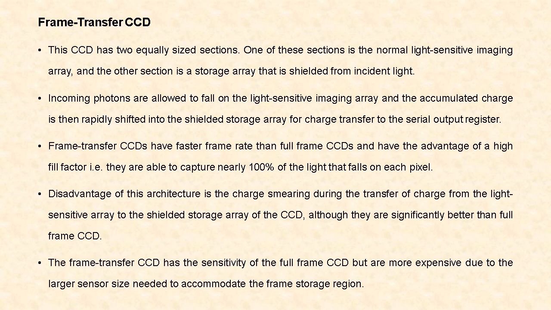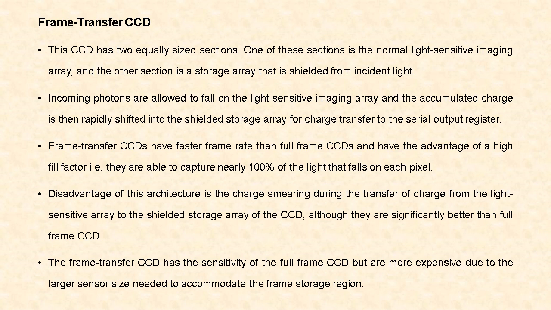Next is frame transfer CCD. In this architecture, the CCD is divided into two equally sized sections. One of these sections is the normal light sensitive imaging array and the other section is a storage array that is shielded from incident light. The incoming photons are allowed to fall on the light sensitive imaging array and the accumulated charge is rapidly shifted into the shielded storage array for transferring to the serial output register.